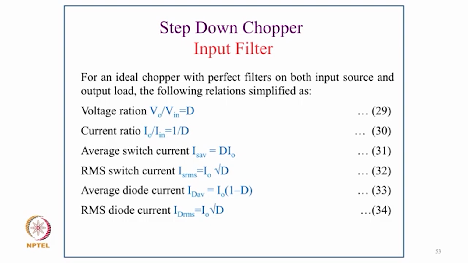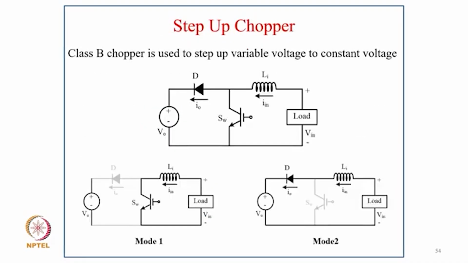So for an ideal chopper with perfect input source and output load, shown in the figure, the following relations hold. The voltage ratio V0 upon Vin equals D, and current ratio I0 upon Iin equals 1 upon D. Average switch current is D into I0, and RMS switch current is I0 under root D. Average diode current is I0 into 1 minus D, and RMS diode current is I0 under root of 1 minus D. So now coming to step up chopper.